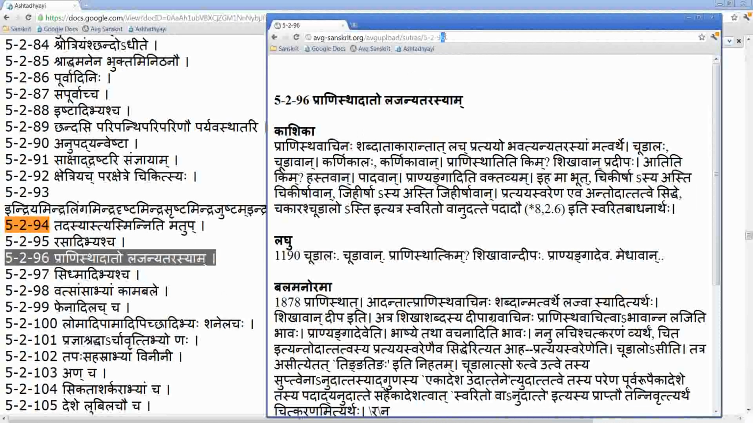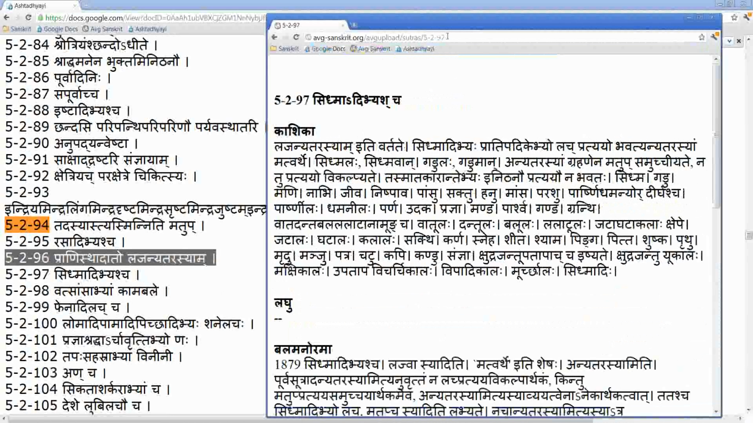Take the next one, Siddhma. I'm sorry, I got stuck in this. Okay, Siddhmadibhyashcha: lach comes optionally, like Gadula. We can probably use this one. Let's say Vatula, Dantula. Yes, here it is, Shitala. Okay, Shamala. Okay, Pingala. Okay, we got that.